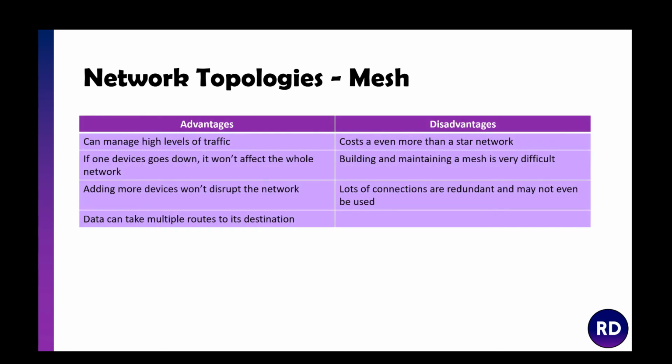And then the mesh topology. The mesh can manage high levels of traffic. So you think about the internet, that's got lots and lots of people using it all the time. If one device goes down, it won't affect the whole network. Adding more devices won't disrupt the network. So say you unplug something, which is adding some more computers in, you just take an alternative route, and data can take multiple routes to its destinations.